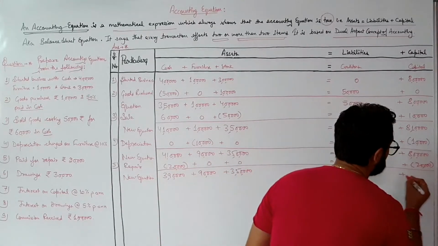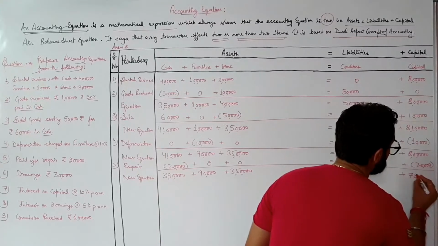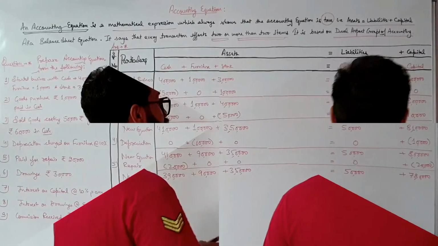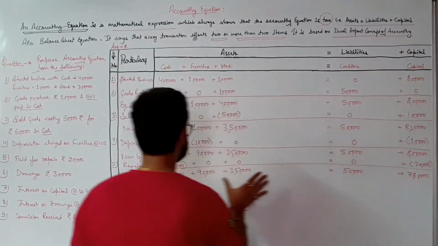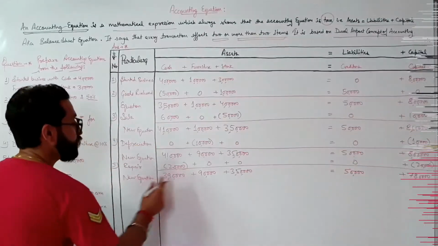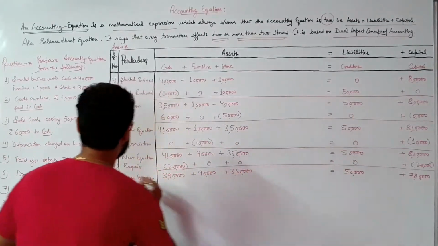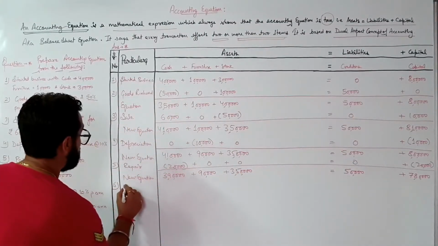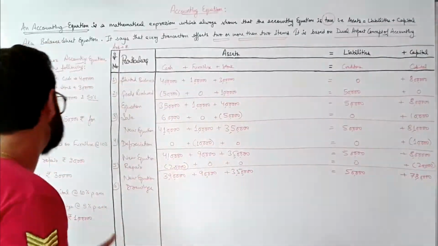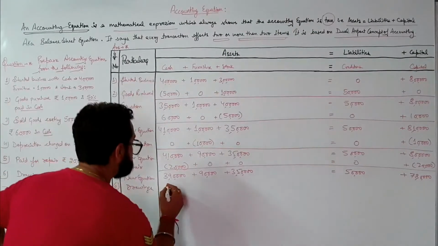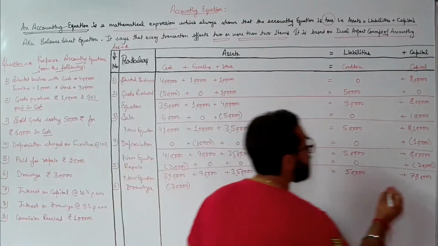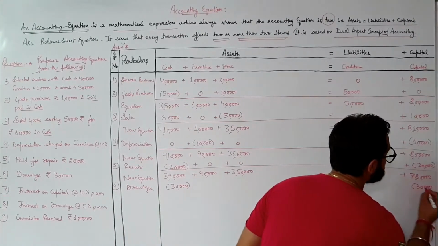50,000 plus 7,80,000. 8 lakh minus 20,000. Now here the total is 8,30,000. Here also the total is 8,30,000. So here the totals of both sides are equal. Now drawings. Drawings are the personal expenses of the owner, 30,000 rupees. So 30,000 rupees reduced from the cash and 30,000 rupees reduced from the capital.